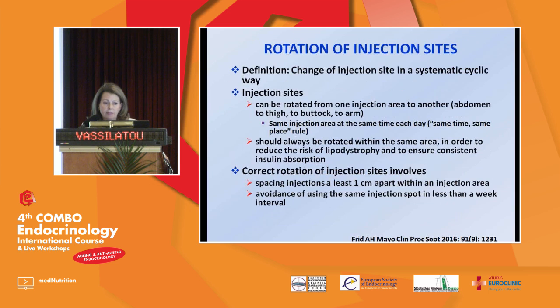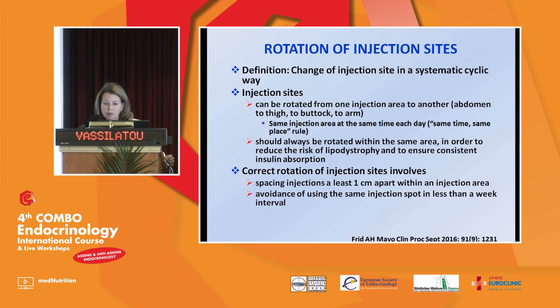Rotation of injection sites is defined as the change of injection site in a systematic cyclic way. Injection sites can be rotated from one injection area to another, abdomen to thigh to buttock to arm. But the same injection area has to be used at the same time each day. It's the same time, same place rule.